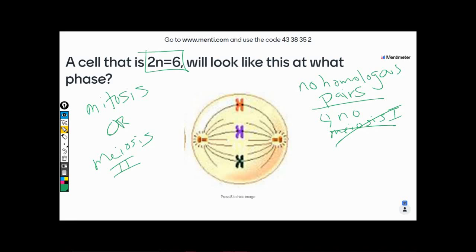How many chromosomes do I see? 3, right? 1, 2, 3. They're duplicated. It's gone through S phase, but it's 3 chromosomes. Everybody see that? Okay, so if I only have 3 chromosomes, what phase am I in? Have to be in meiosis 2.